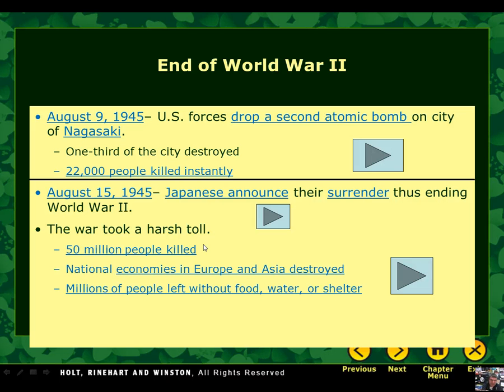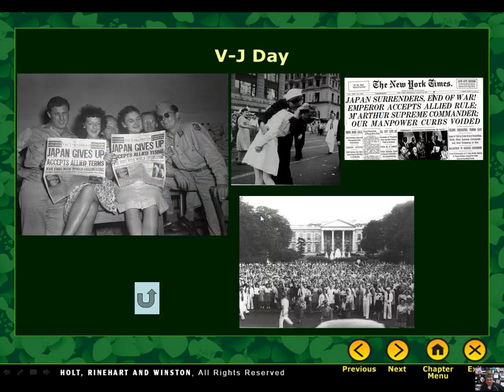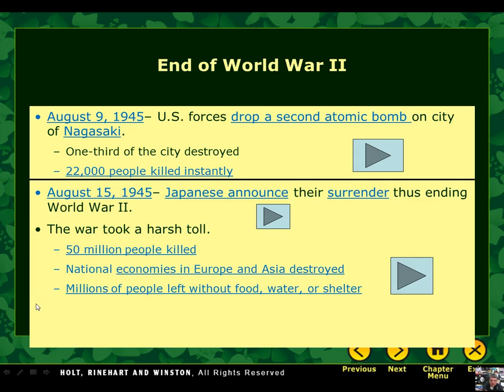A couple days later, on August 15th, 1945, the Japanese announced their surrender, ending World War II. August 15th becomes known as VJ Day, and it is the official end of World War II. And again, people went to the streets and celebrated the fact that the boys would be coming home soon. World War II was the deadliest war in world history. 50 million people were killed worldwide. National economies in Europe and Asia were completely destroyed, and there were millions of civilians in Europe left without food, water, or shelter.